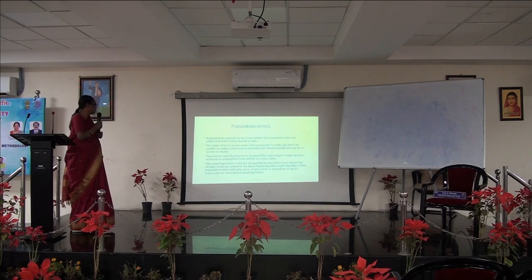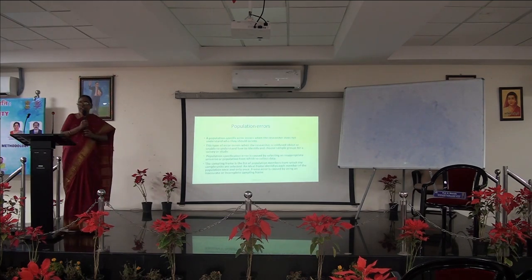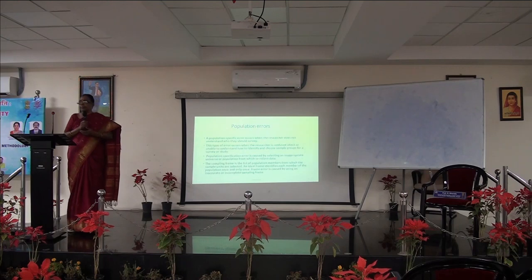The sampling frame is a list of population members from which the sample units are selected. An ideal frame identifies each member of the population once and only once. Frame error is caused by using an inaccurate and incomplete sample frame. Because it's difficult to select a sample from a vast population, people use a sample frame. A sample frame is a large number you select. From this frame again you choose a sample using standard methods.